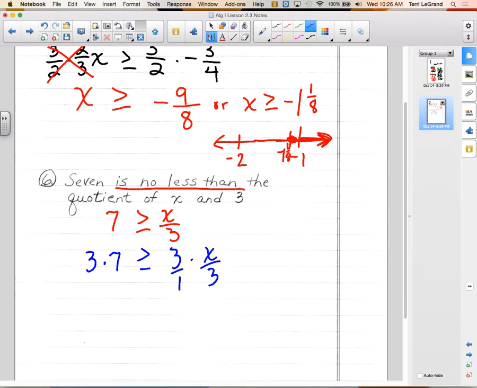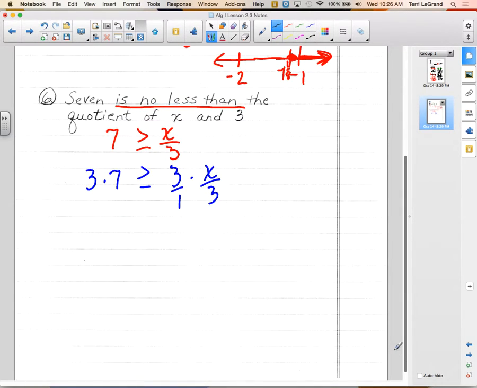On the right side, I'm going to make it into a fraction, so I can see that I'm taking a fraction times a fraction. On the left side, we get 21. Do we need to reverse the inequality symbol? No. We did not multiply or divide by anything negative. Over here we have x, okay? Or what's the other way we could write this? x is less than or equal to 21. Go ahead and graph that because you don't need me to help you do that anymore.